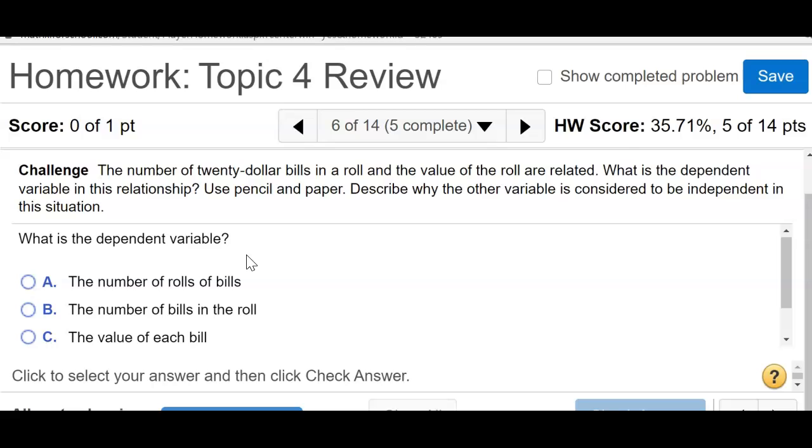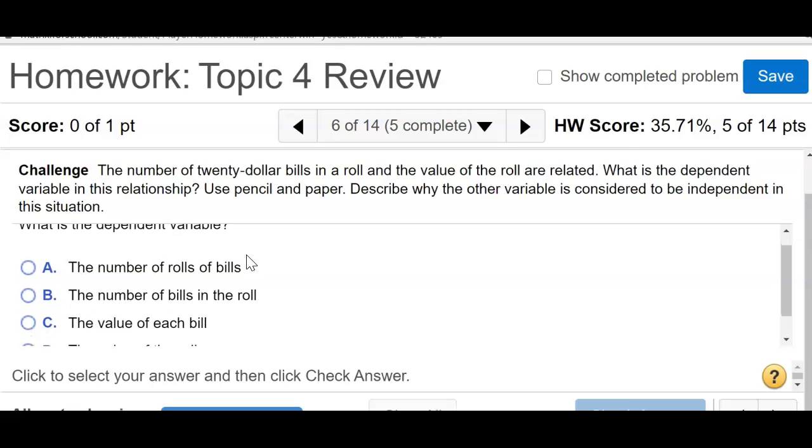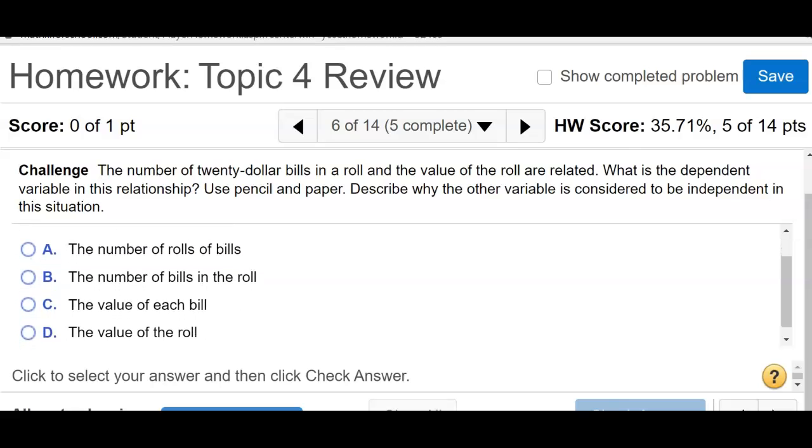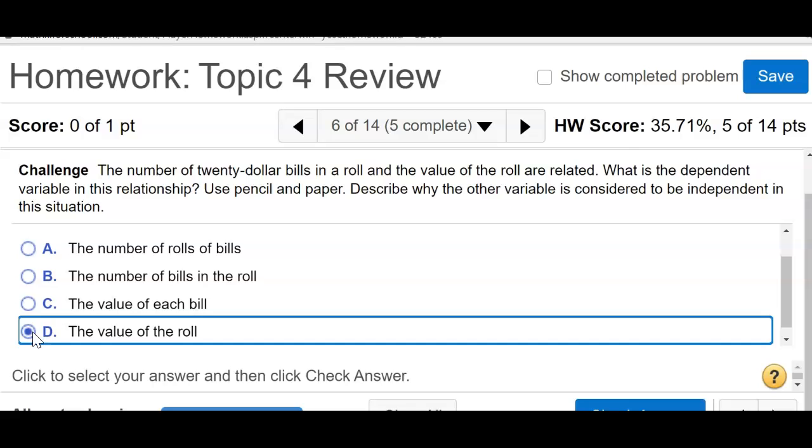The number of $20 bills in a roll and the value of the roll are related. What is the dependent variable in this relationship? The dependent variable is the result or what comes second. What do you think? Who's confident in their answer? Samantha. D, the value of the roll. Let's check our answer. A quiet drum roll, please.